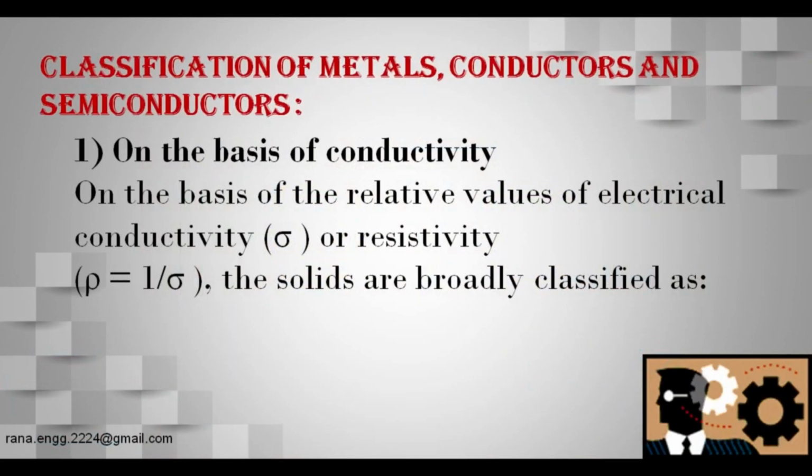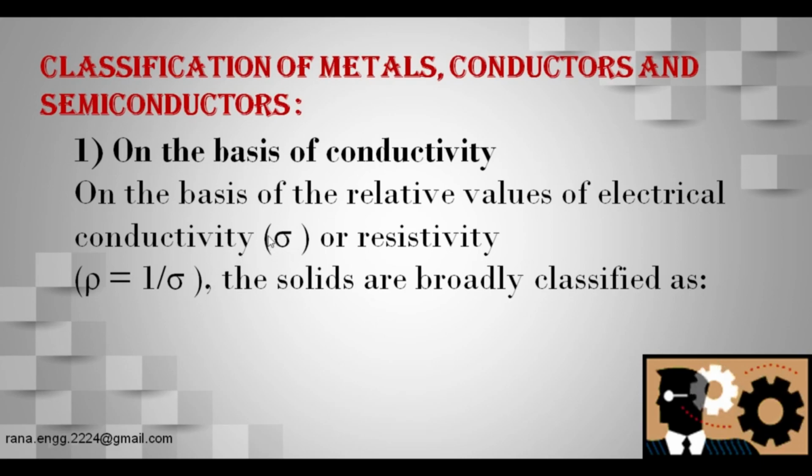So now let us have classification of metals, conductors and semiconductors. The first parameter which we can consider is on the basis of conductivity, how good they are in conduction. The conduction means the flow of electrons. If a material can carry more number of electrons easily, that defines its conductivity. If any material cannot flow the electrons in proper way, that means the conductivity of that particular material is less.